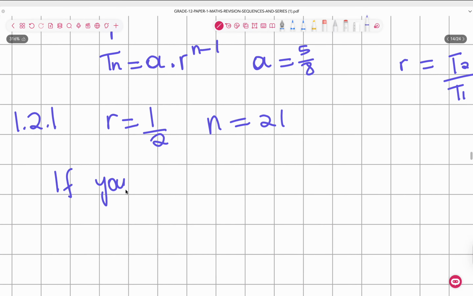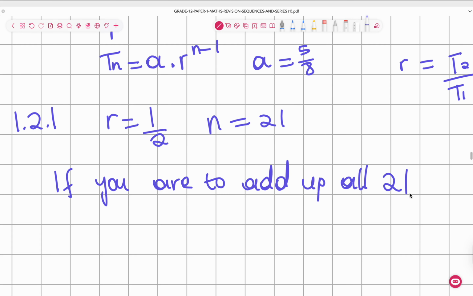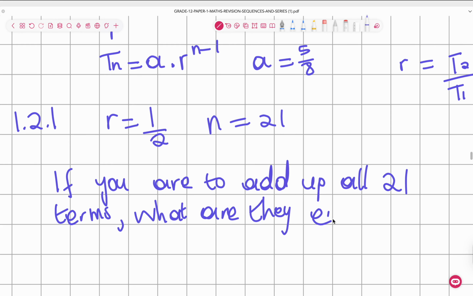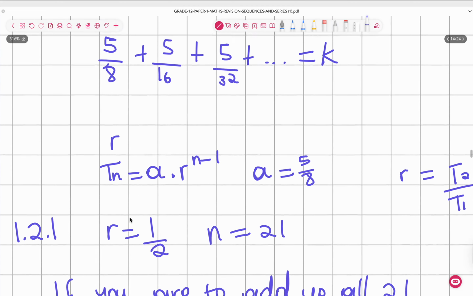If you are to add up all 21 terms, what are they equal to? They're equal to k, but what is the value of k? That's what we're trying to understand.